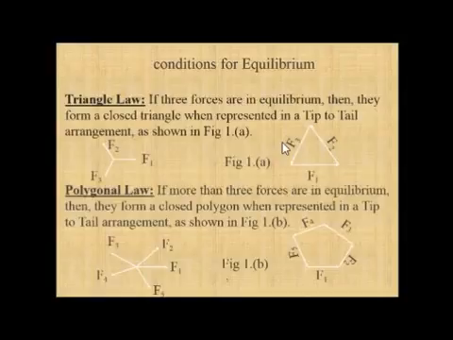Similarly, we have the polygon law. The triangle law is basically for three forces. Now if we extend the number of forces, then the polygon law comes into existence. That is, if more than three forces are in equilibrium, then they will form a closed polygon, represented in a tip to tail arrangement, and it can follow either a clockwise or an anti-clockwise direction. So this is the polygon law.